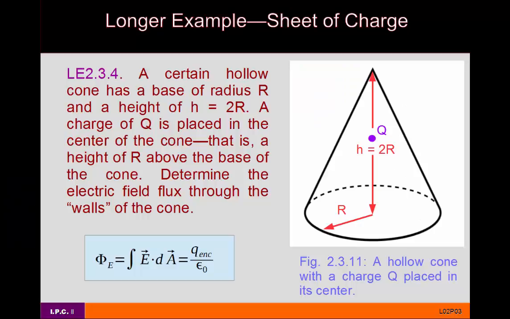So let's look at one more example. This one will utilize a little bit of calculus to solve. Basically what has happened is we've placed a charge Q in the center of some cone, and the cone is such that the height is twice the radius of the base. And so what we want to know is what's the electric field flux through the walls of this cone.